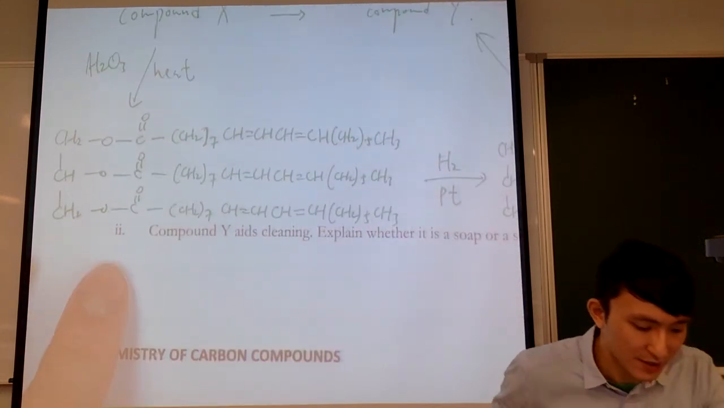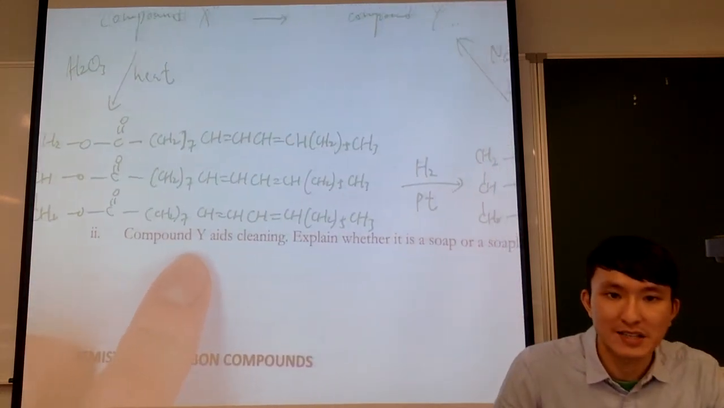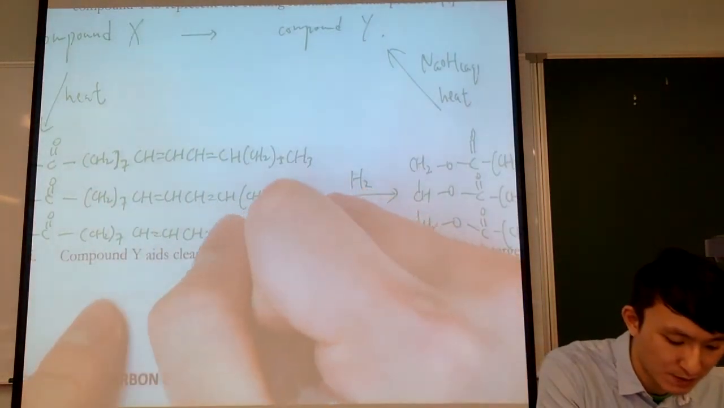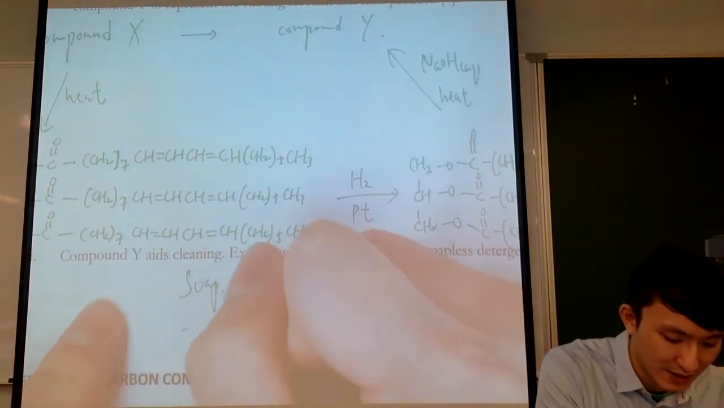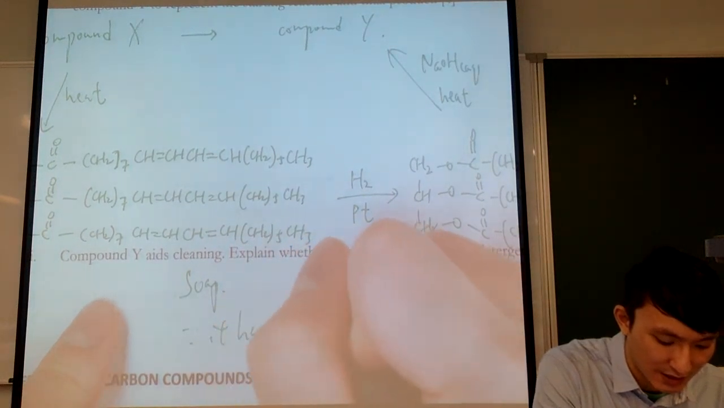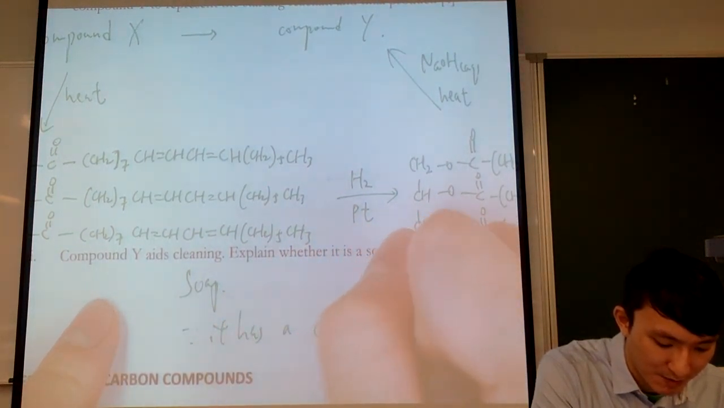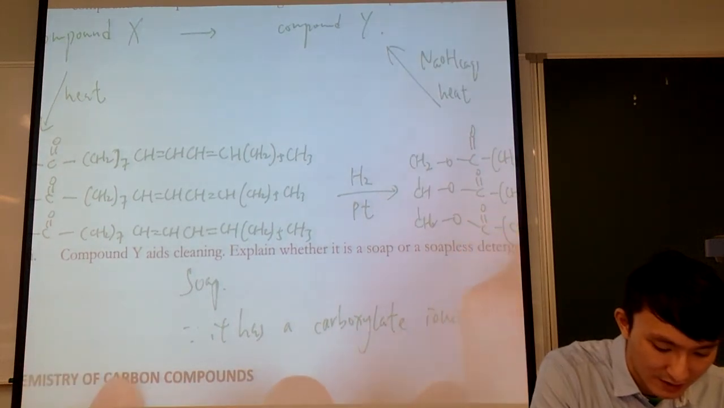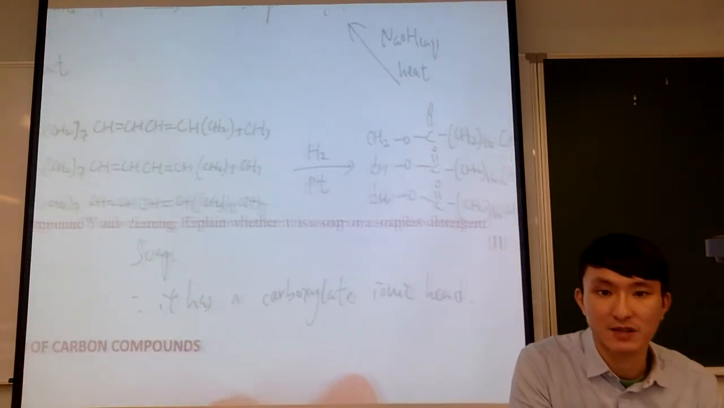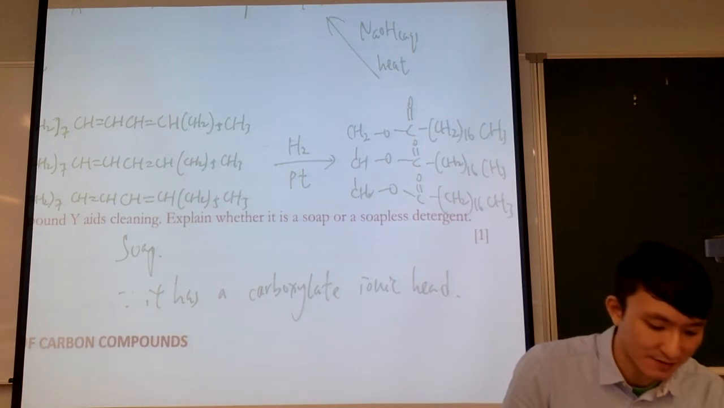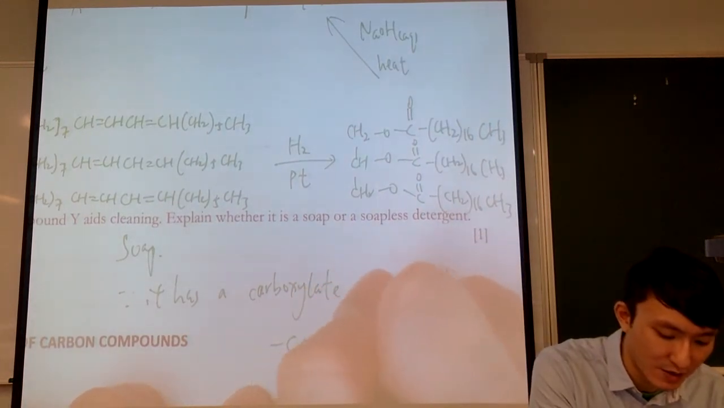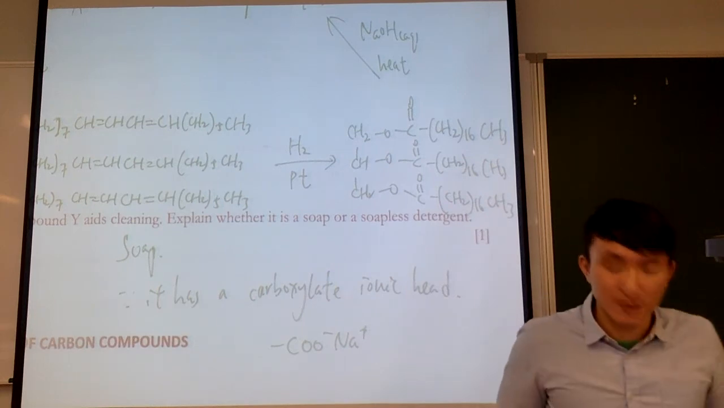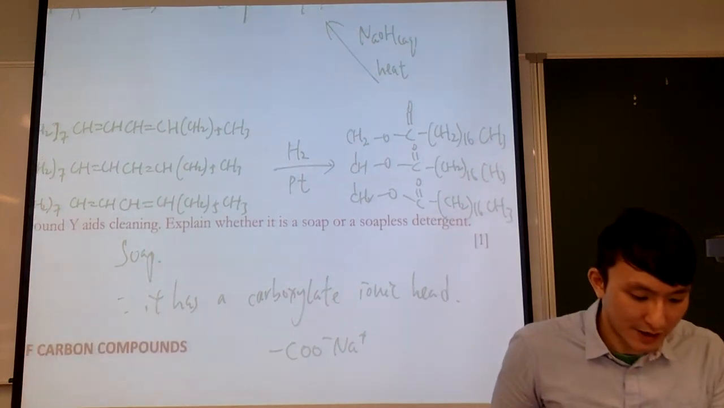Okay, so C2, compound Y aids cleaning. Explain whether it is a soap or soapless detergent. Of course, it is a soap, because it has a carboxylate ionic head. If you don't know this one, you can say COO minus Na plus.